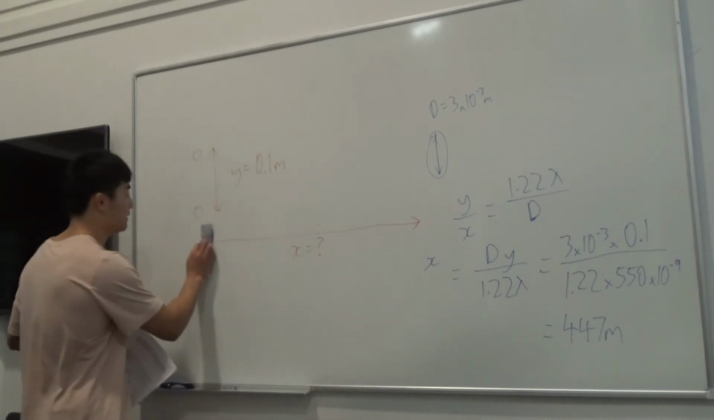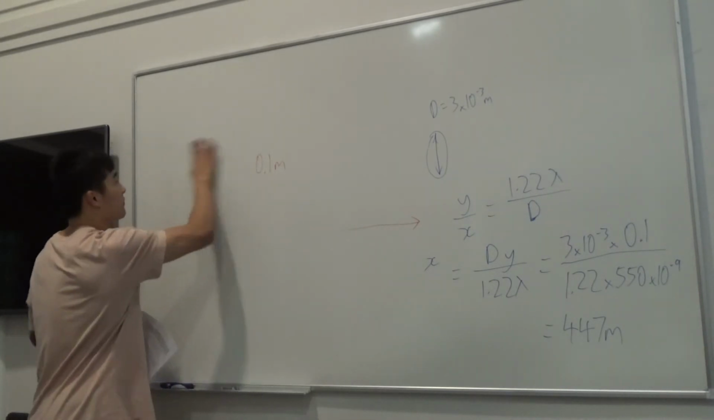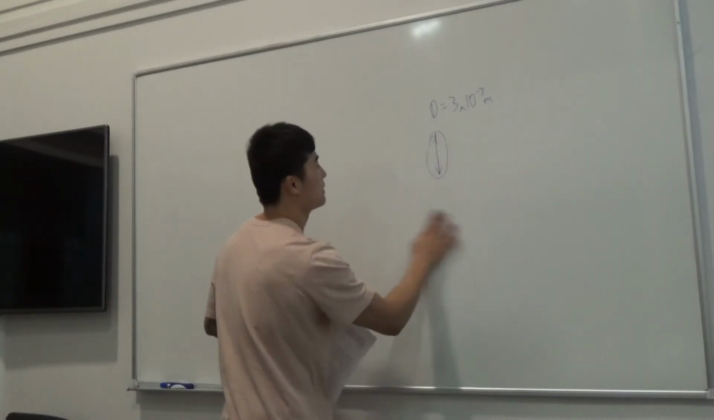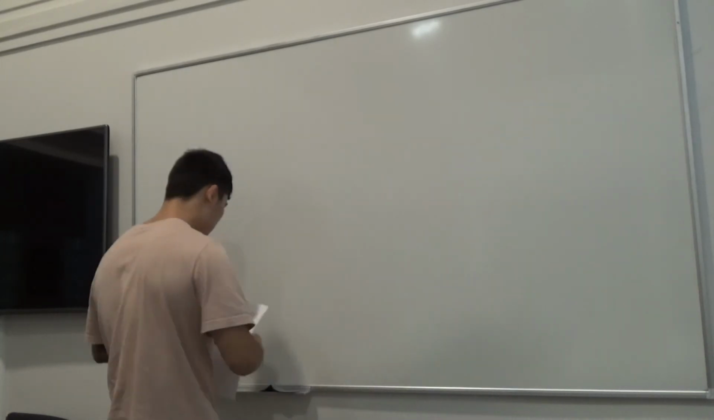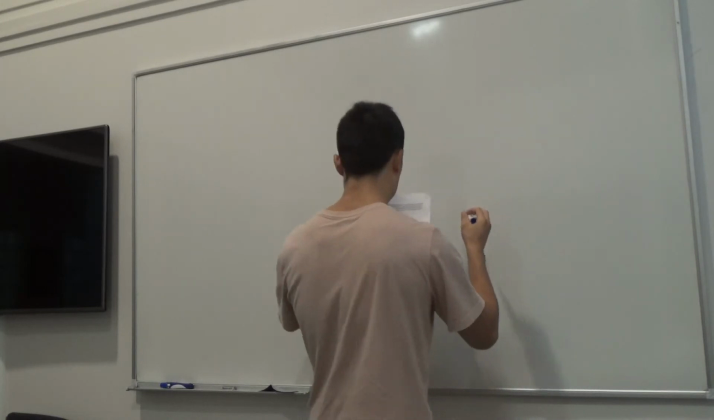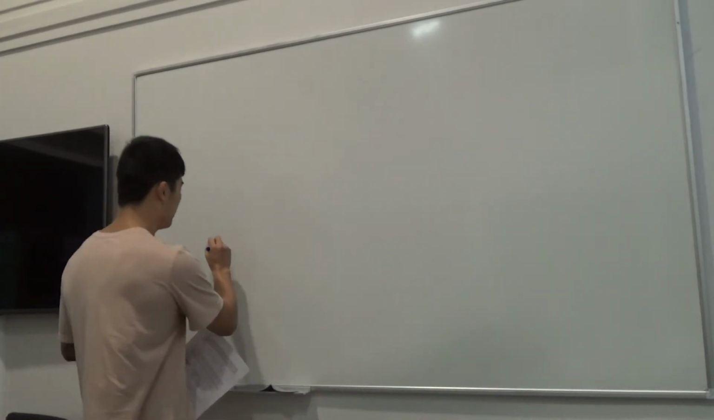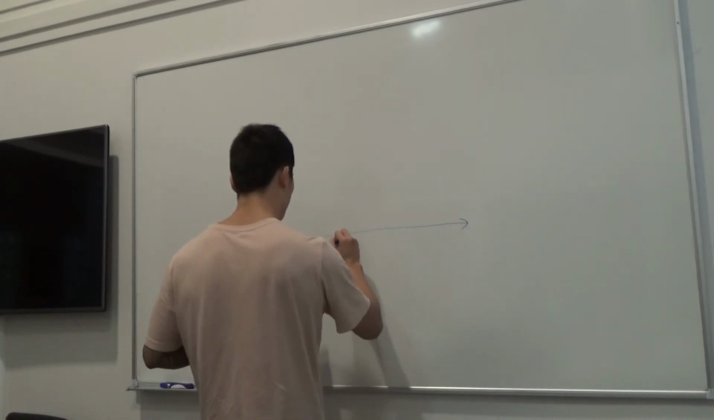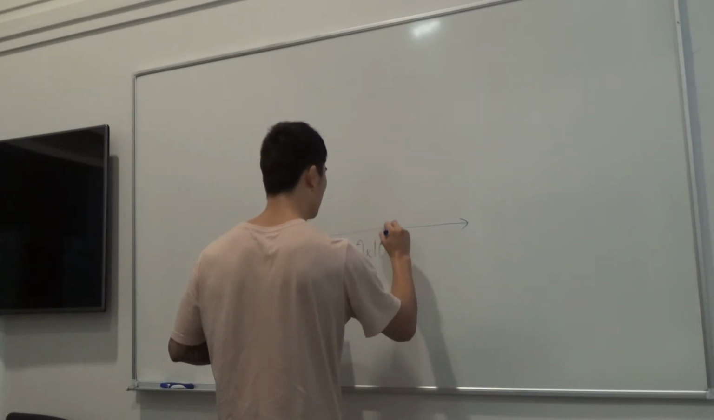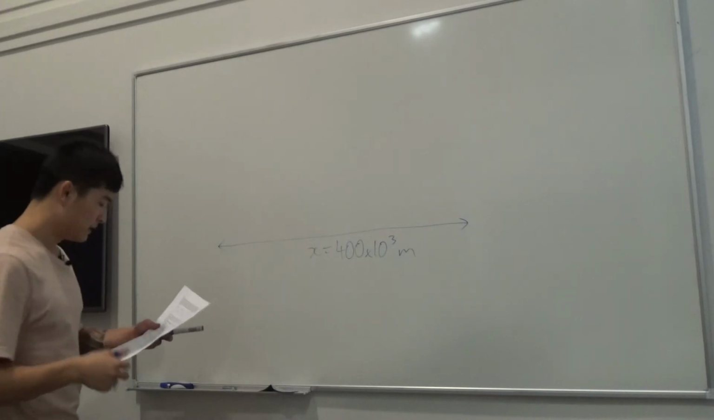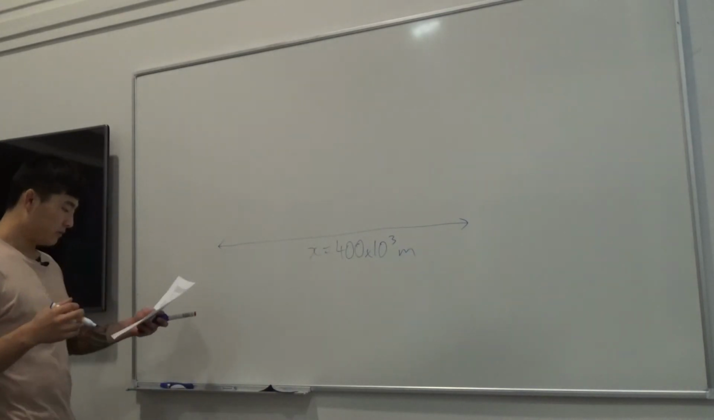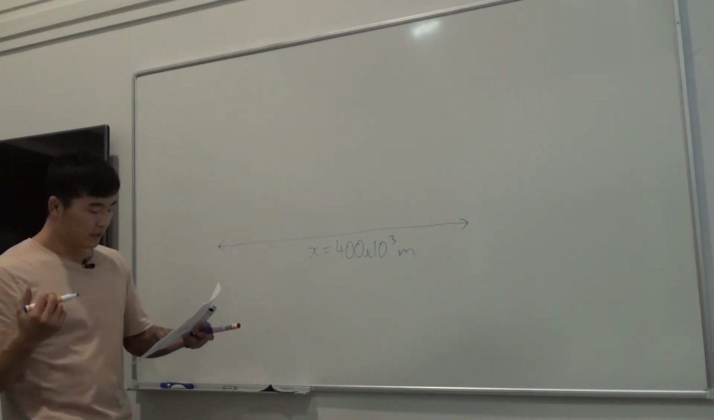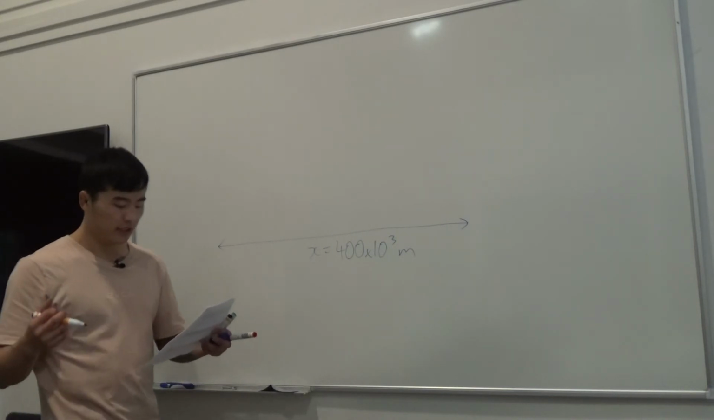The last one. This time we have a space station which is at 400 kilometers altitude. So the distance is x, which is 400 times 10 to the 3 meters, and it's 109 meters wide. So what's the minimum mirror size needed for a ground-based telescope to resolve 2 very bright lights, one on either side of the station?